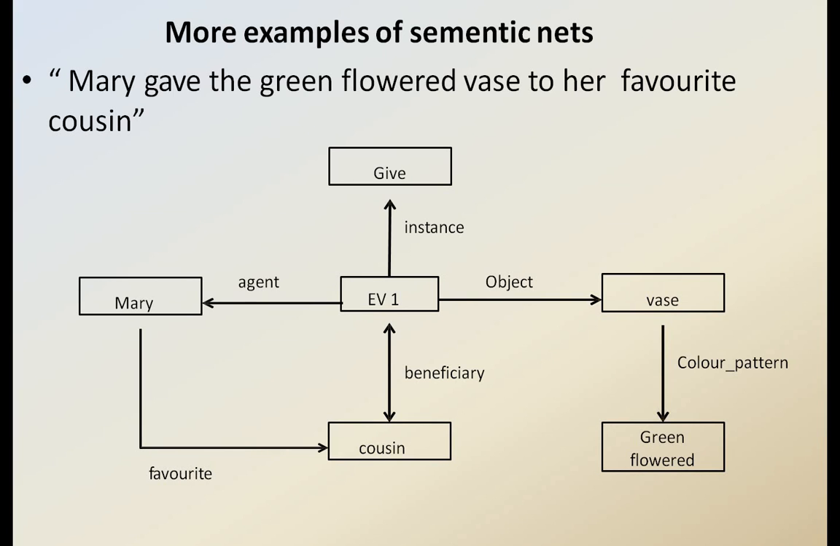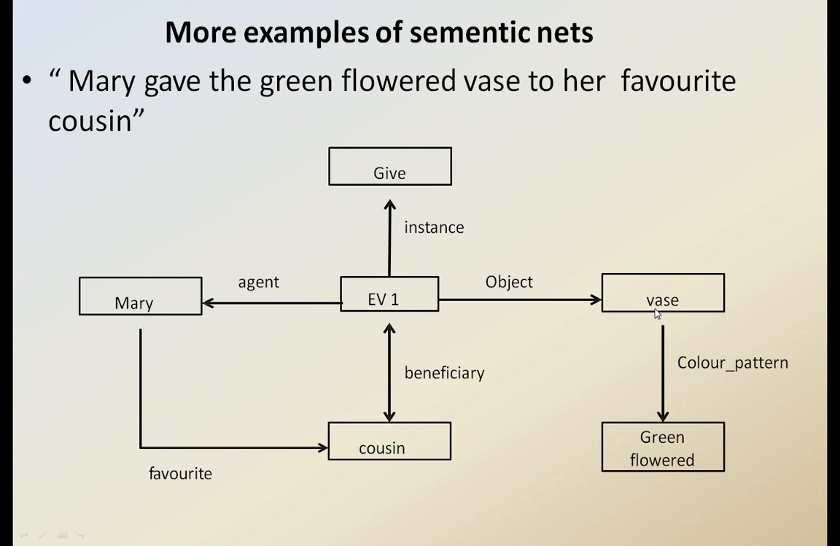Now see another example of the semantic net. Mary gave the green flowered vase to her favorite cousin. Mary, cousin, green flowered. Cousin is the beneficiary. In the same manner, John gave a book. Here also, I am taking the help of some auxiliary object, that is EV1, that is connected to G1. So cousin is the beneficiary. Mary, who is giving, is the agent. What is the relationship between Mary and cousin? Favorite cousin.